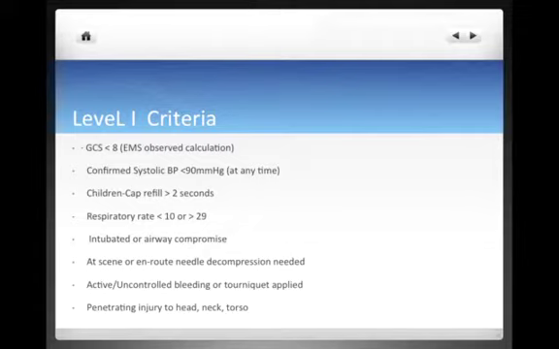Level 1 criteria are fairly concrete. They are derived from the Resources for Optimal Care of the Injured Patient, published by the American College of Surgeons Committee on Trauma. We typically determine these from EMS reports, but if the patient meets the criteria at any point, including after ED arrival, the patient should be made a Level 1. Our key behavior is the appropriate trauma activation as evidenced by documentation on the ED trauma form.